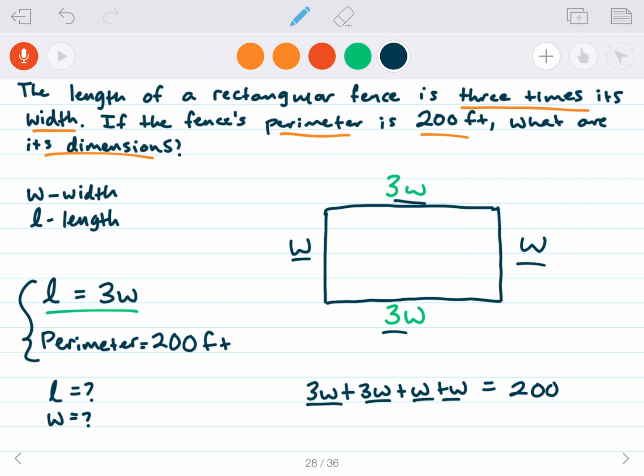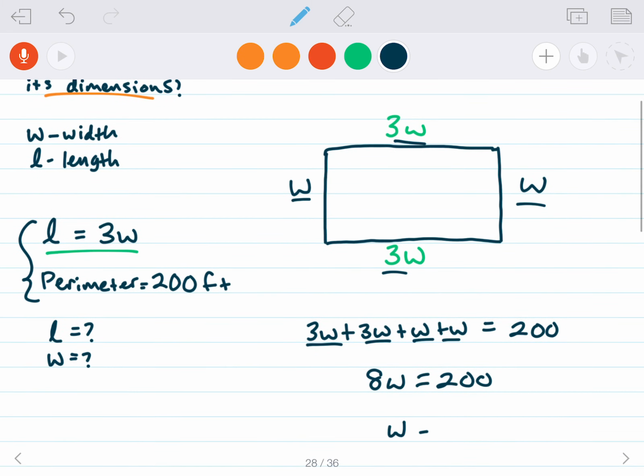So on the left side, 3 and 3 make 6. 1 and 1 make 2. 6 and 2 make 8. 8W is equal to 200. And let's go ahead and divide both sides by 8 to get what W is. So W is equal to 25. So we know W is equal to 25, so let's write that here.